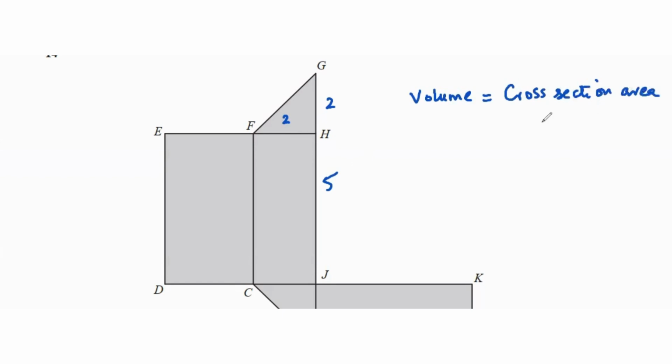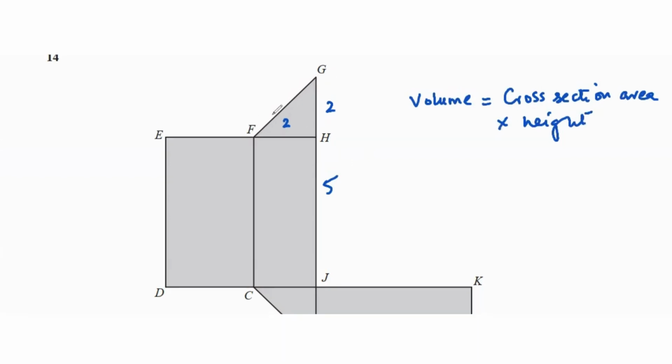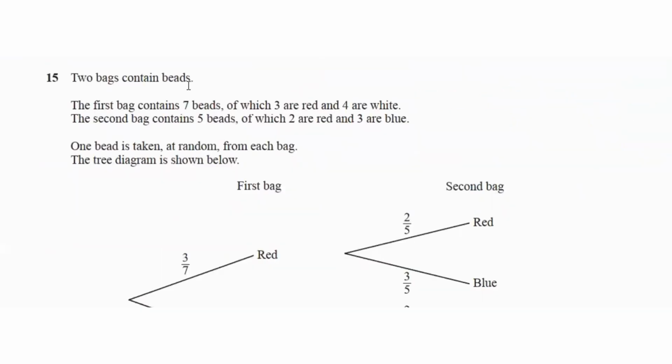area times the height. So cross section area is going to be this triangle over here, GFH. That's going to be 1 over 2 times 2 times 2, the base times the height. And that's going to be multiplied with the total height, which is like the total running length, which is HJ. So that's going to be times 5. That's going to be 10 centimeter cube. That is your volume.